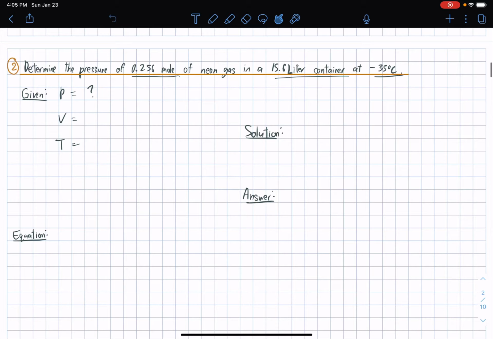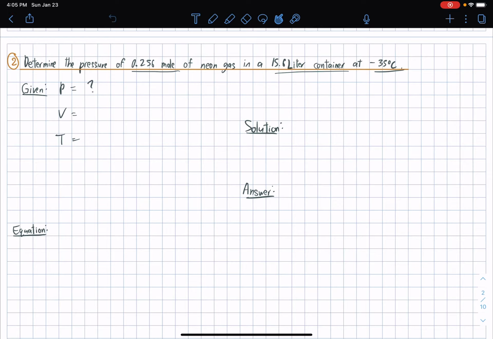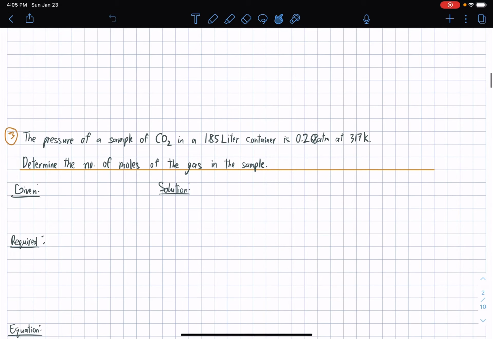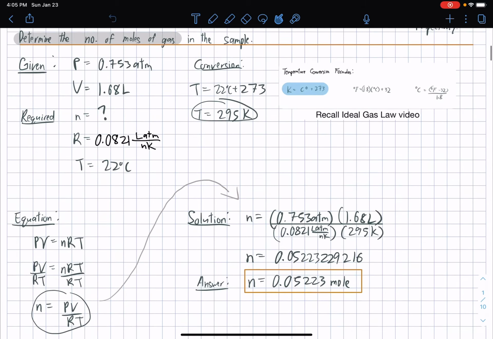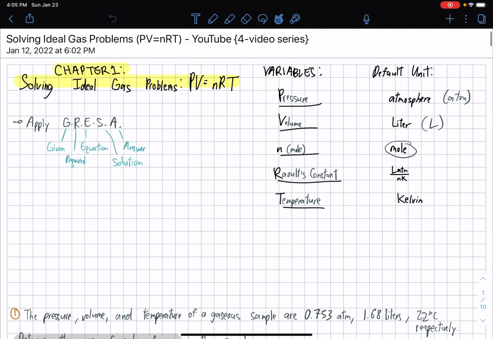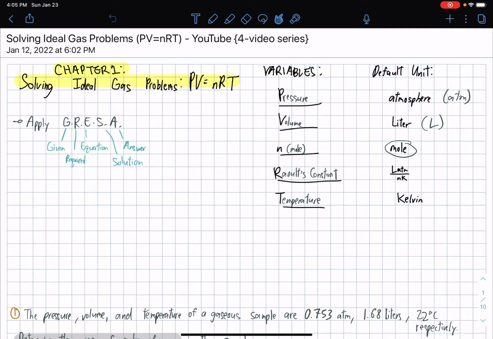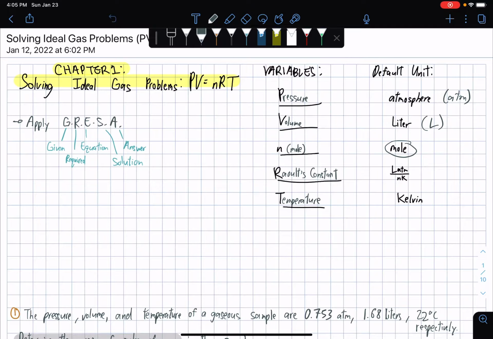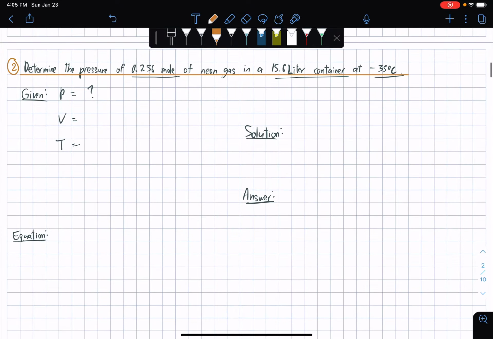I knew that the previous video wasn't enough. One example isn't enough, so we're continuing. We're going to have two more problems relative to the lesson about solving problems regarding the ideal gas. We're still going to apply the same formula, PV is equal to nRT, as well as the variables and their corresponding default units. So let's move on to number 2.